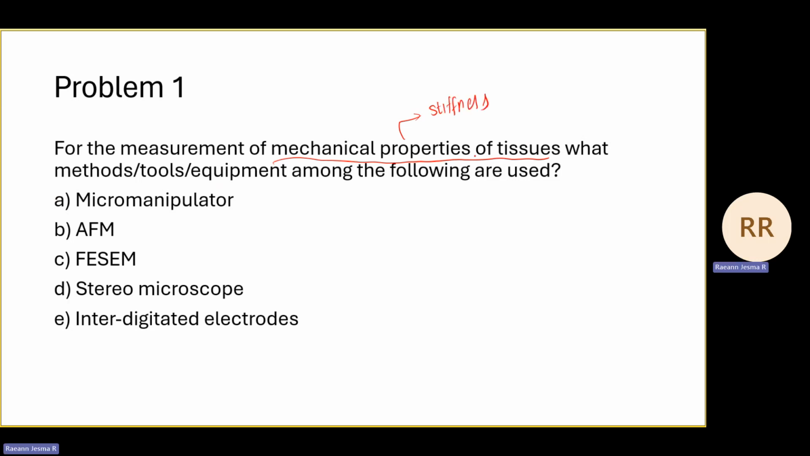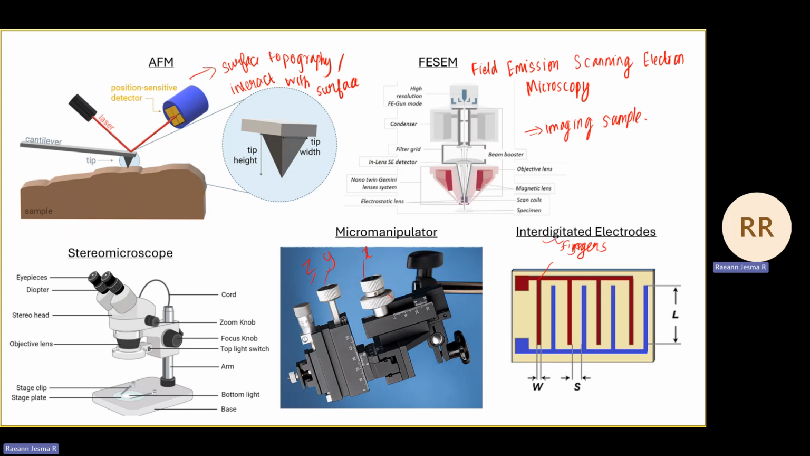In order to measure the stiffness of the tissue, we will prod the tissue, and from the response we will measure how stiff the tissue is. So in order to apply some kind of force to the tissue, which of these options do you think you can use?